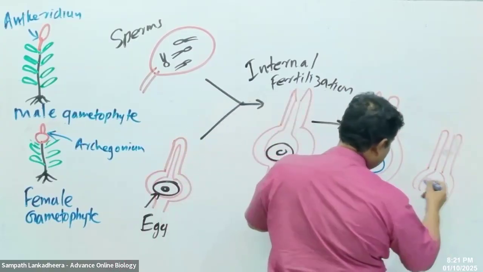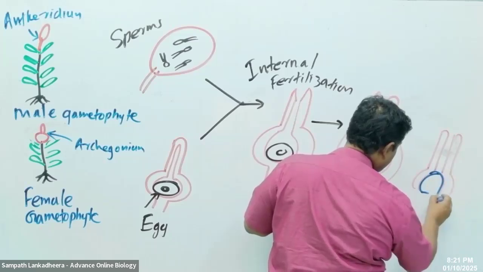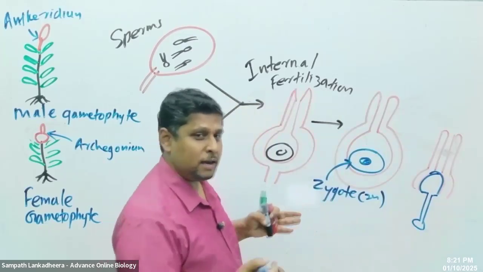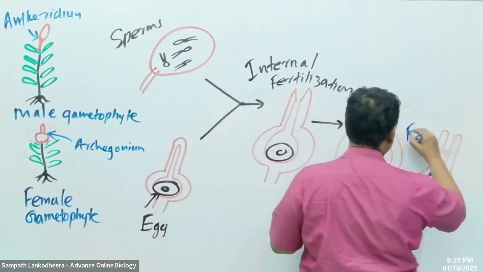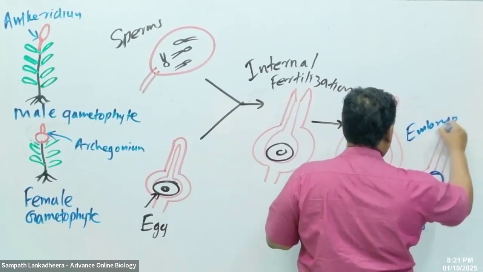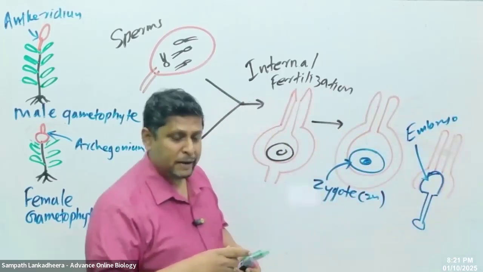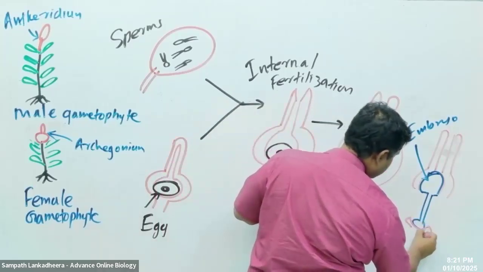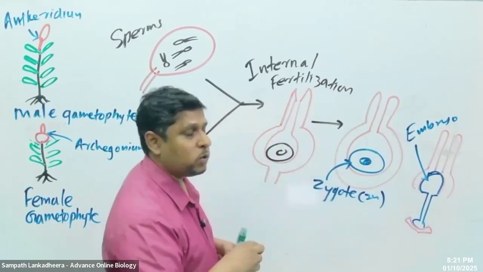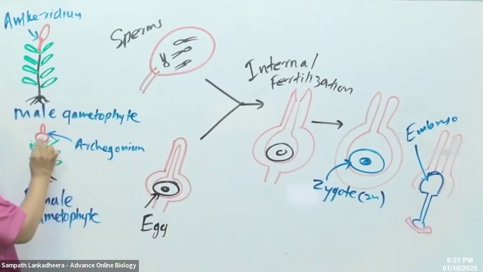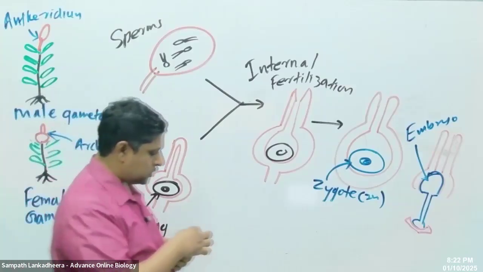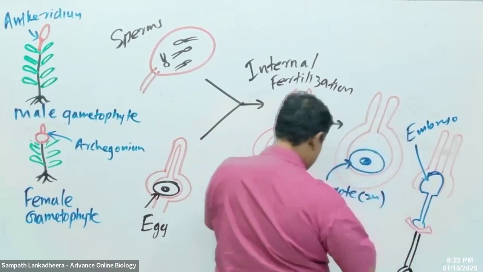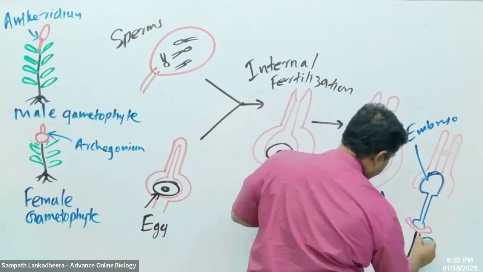The archegonium splits into two. As the embryo grows inside, the archegonium splits into two parts. The bottom part of the archegonium is still attached to the female gametophyte. So what do you see here? This is the female gametophyte.